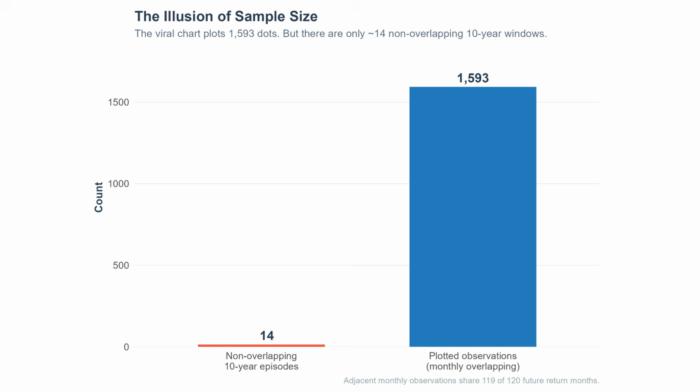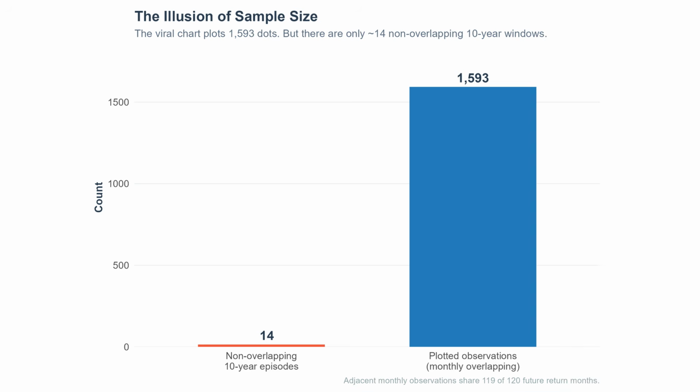Whoa, I need to stop you there. You saying 14? Like 1, 4? 14, yes. The viral chart plots nearly 1,600 dots, but it really only contains about 14 truly independent 10-year windows. That's insane. The ratio of plotted observations to actual independent observations is roughly 114 to 1. For every genuinely new piece of information the market provides, this chart is showing you over 100 recycled copies of nearly the exact same data.